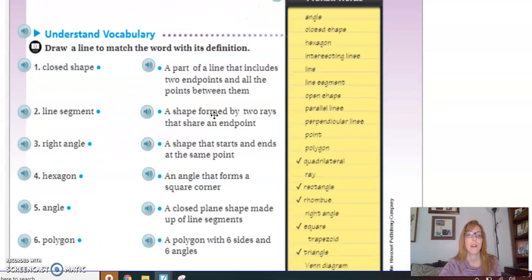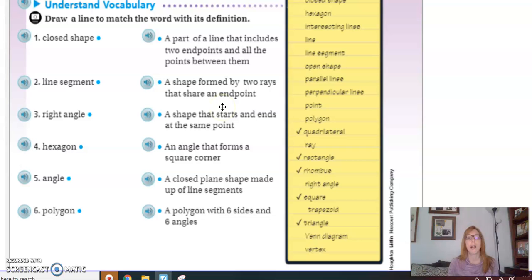Okay. So then take a moment and draw a line to match the words with their definitions. And in your book, you have all the definitions at the beginning of your chapter, which we usually go over. And so we're going to do that right now. So a closed shape right here, okay? A closed shape is a shape that starts and ends with the same point. So you're going to go right here.